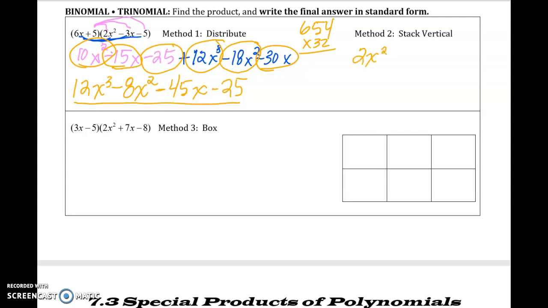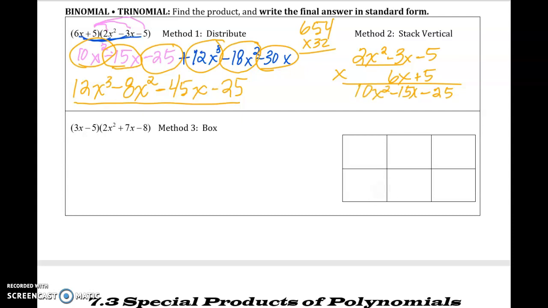2x squared minus 3x minus 5. And then on the bottom, you line up 6x plus 5. You don't have to line up like terms. Just stack those on top of each other. I put a multiplication sign there to show that I'm multiplying. And then just like you would if you were multiplying this problem here, you would start with your 5. 5 times negative 5 is negative 25. 5 times negative 3x is negative 15x. 5 times 2x squared is 10x squared.